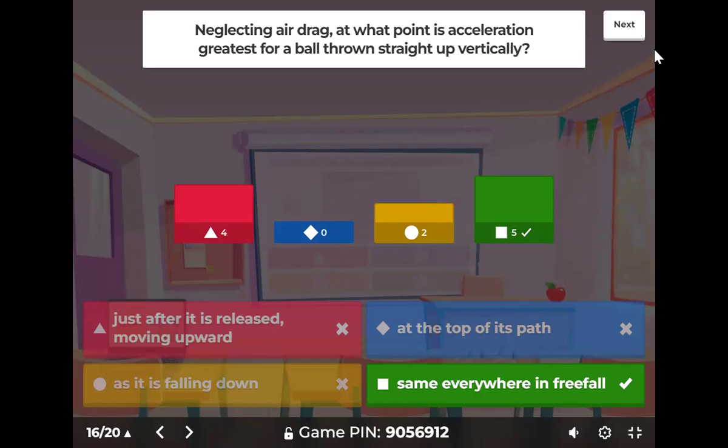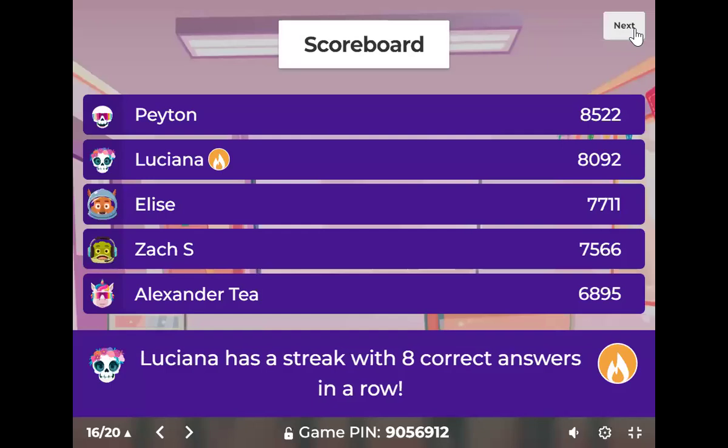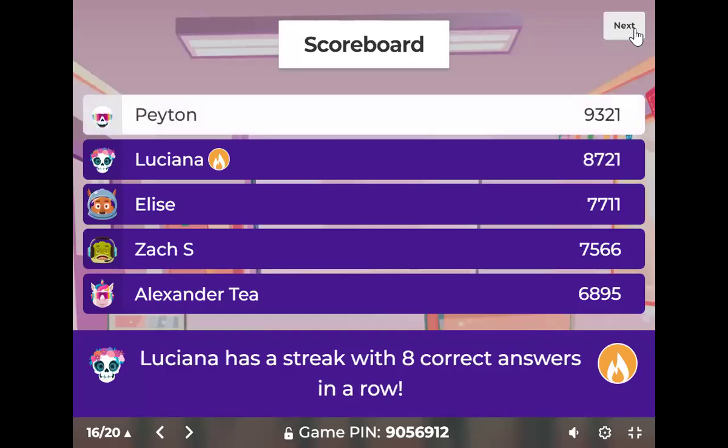Right? Suppose it's been rising for a little bit. It's slowing down, still moving up. Is it still accelerating down 10 meters per second squared? What about at the very top? At the very top of its path, it has 0 velocity, but how much acceleration? 10 meters per second squared down, right? And then it falls down faster, but it's always accelerating 10 meters per second squared down. So the velocity is always changing, the direction's changing, but the acceleration is the same. It's just Earth's gravity field. I got Alexander, Zach, Elise, Luciana still on fire.